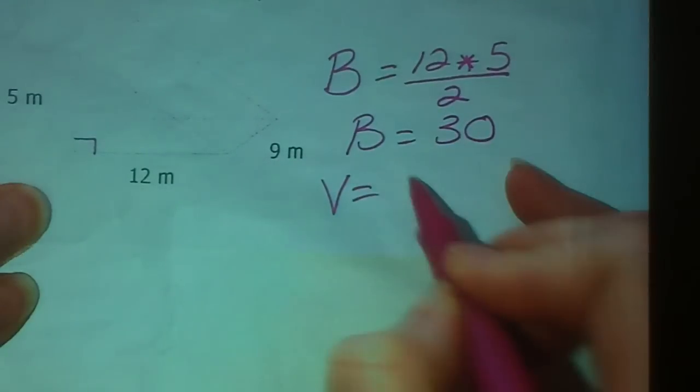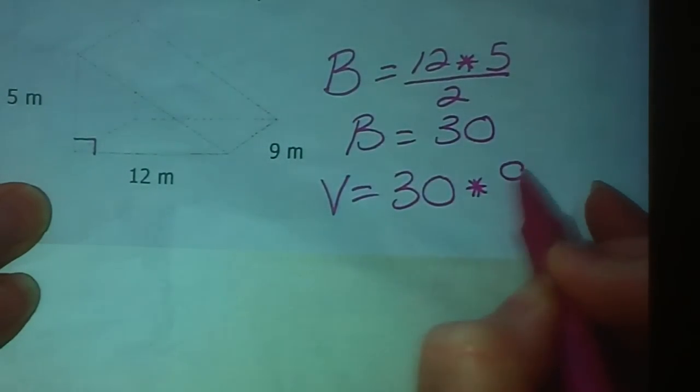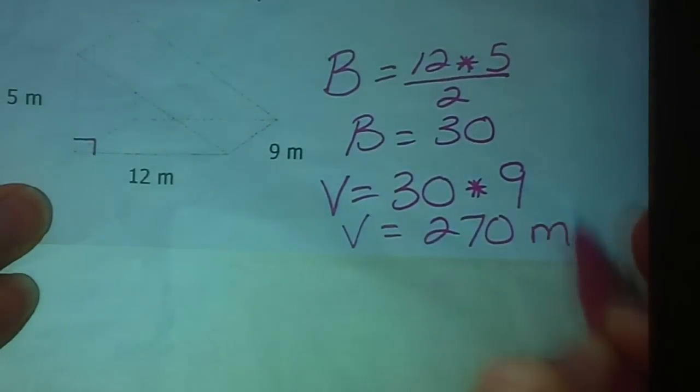So our volume is the area of the base, which we just solved, multiplied by 9, and you get 270, don't forget, cubic meters.